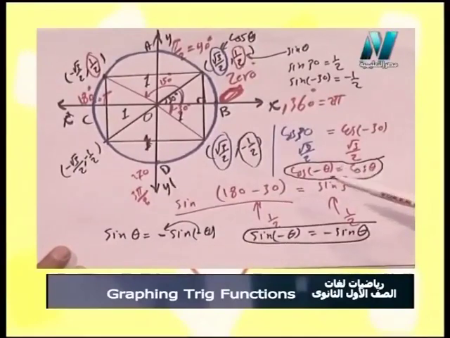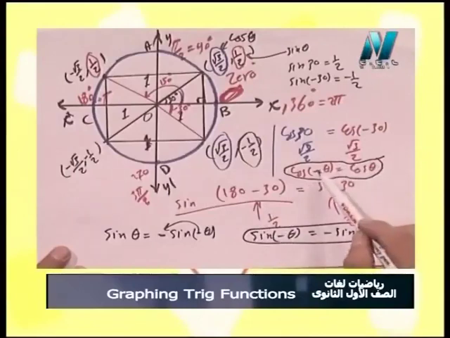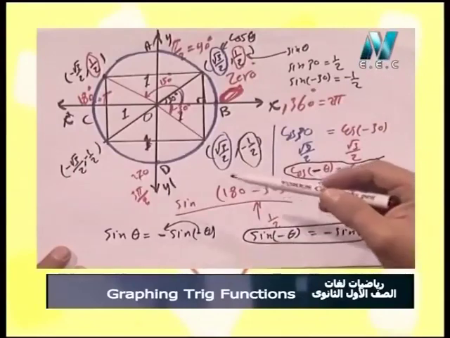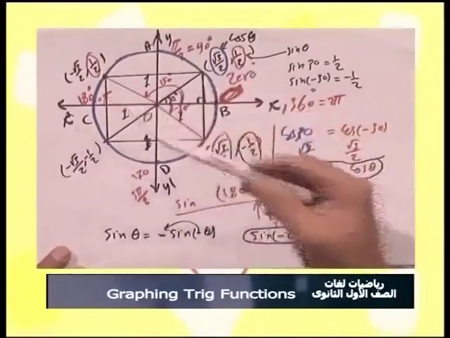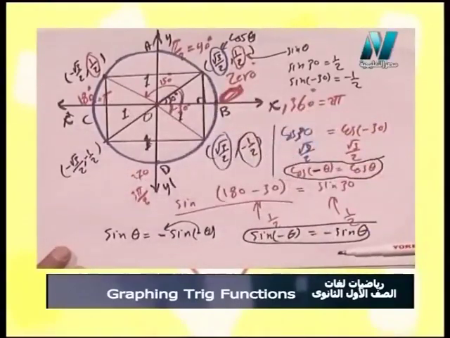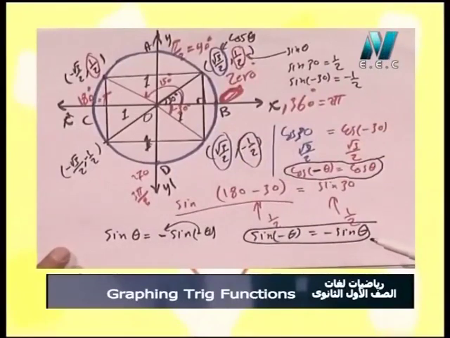So we have a deduction here: cosine negative theta equals cosine theta itself, no matter about negative, and we have seen why. But sine of a negative angle equals negative sine of the same angle, and of course tan will be deduced from that.